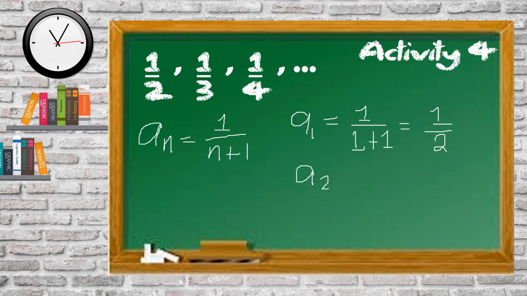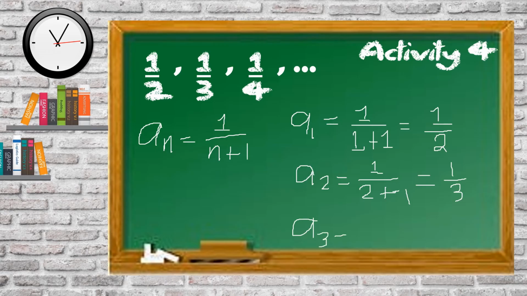So, we have a sub 2 equals 1 over second term na. So, ang n natin ay 2, plus 1, equals 1 over 2 plus 1 ay 3. Ayan, tumama para sa ating second term. Ngayon, try naman natin yung third term kung tatama pa rin.